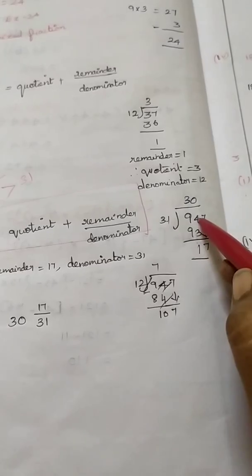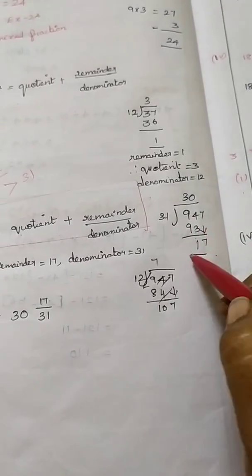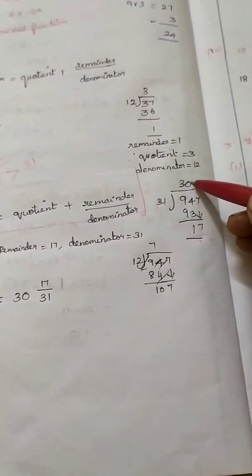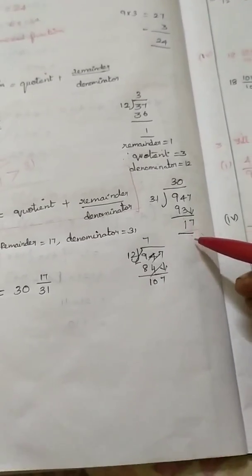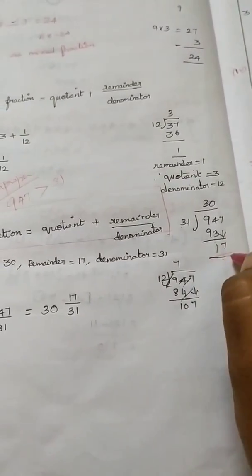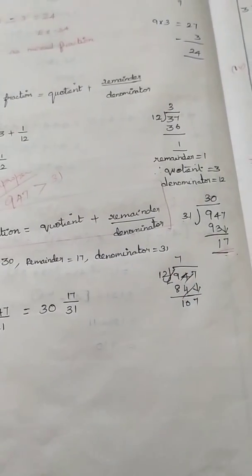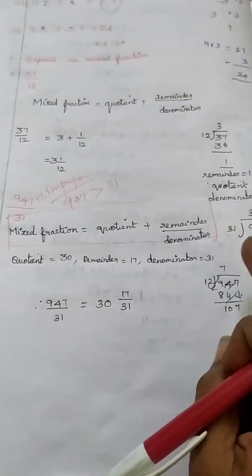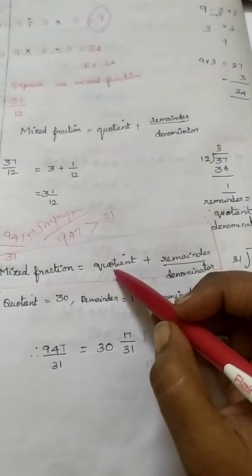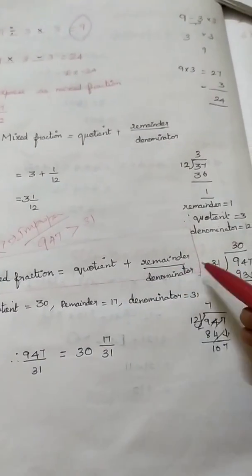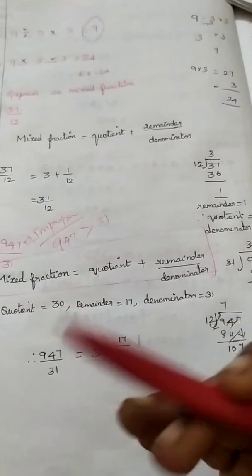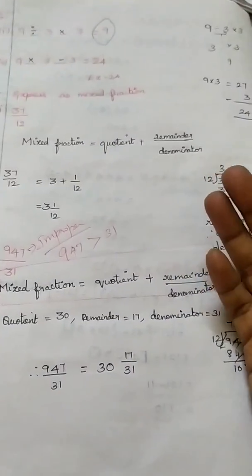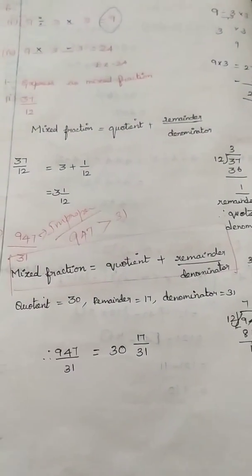31 threes are 93. 94 minus 93 is 1, bringing down the next digit, 17. When you compare 31 and 17, 17 is smaller. So we add 0 in the quotient and we do not proceed, because we will have the remainder. With that remainder, we will not go to the decimal point. We stop there. So your quotient is 30, your remainder is 17 and the denominator is 31. So how will you substitute? Quotient 30 plus remainder 17 by 31. Next step, we remove the addition and write 30 17 by 31. This is how we convert an improper fraction into a mixed fraction.